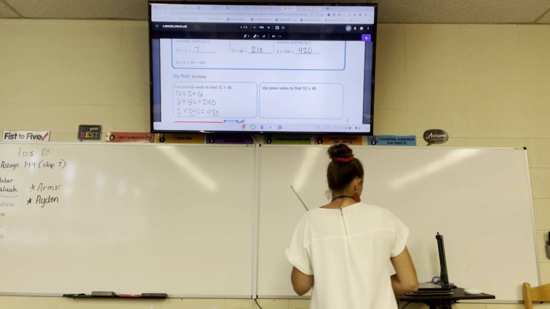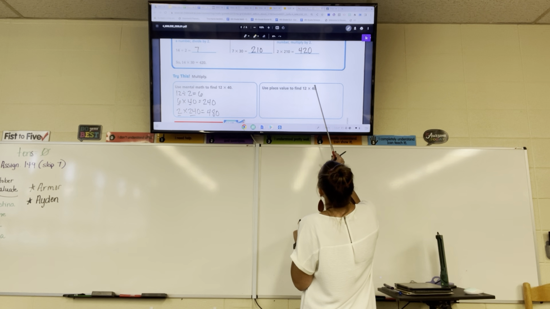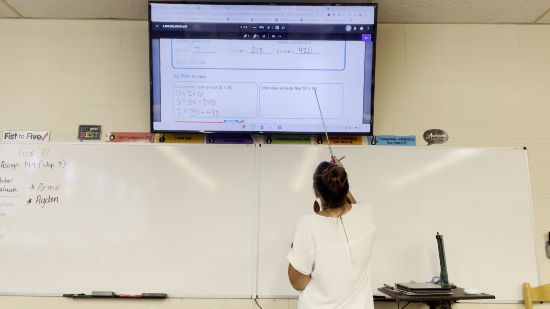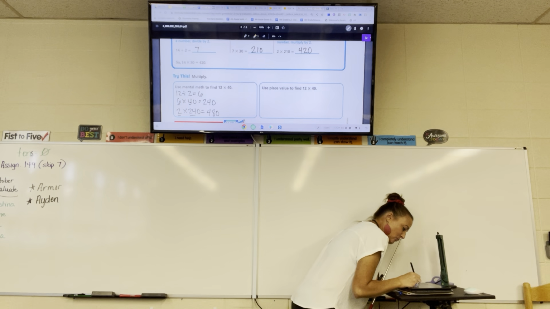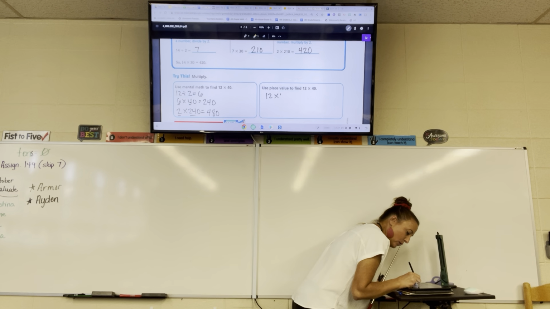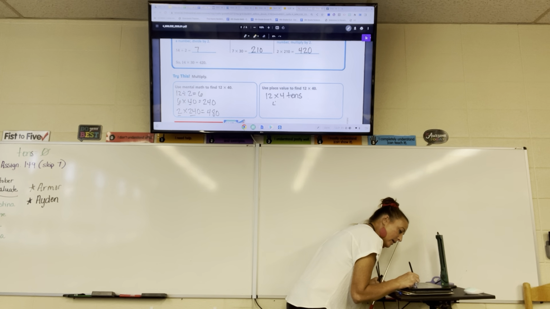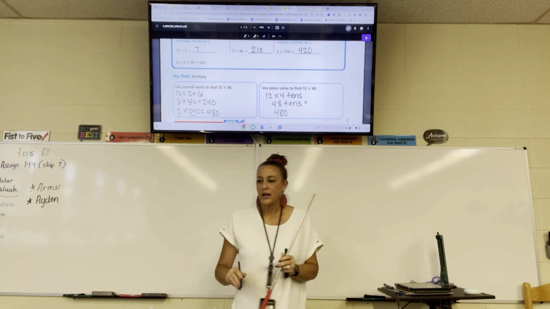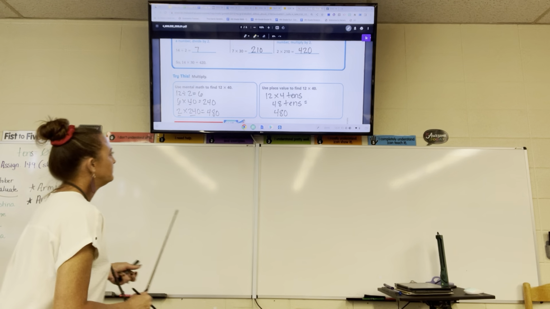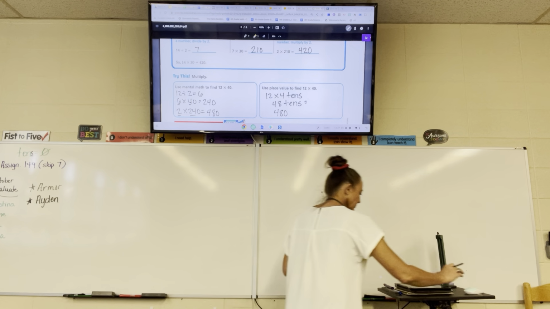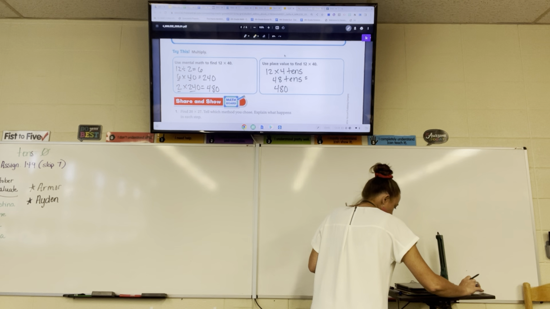Using place value, we turn that 0 into the word? 10. 12 times 4 tens. Okay, so we know 12 times 4 is 48. And then we bring down the word tens. 48 tens is the same as 480. 480.